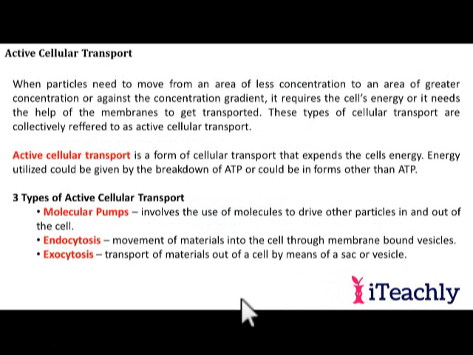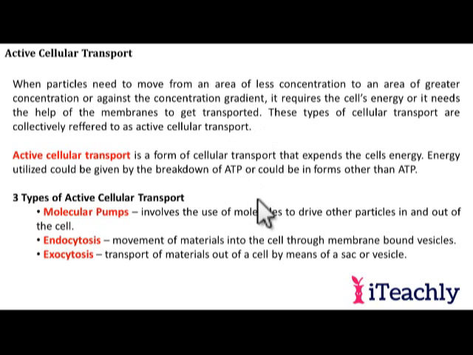You do need to copy most of this down. We've got a lot of important phrases here. Active cellular transport. So please write pretty much this whole slide down. Yes, the whole slide. Active cellular transport is when particles move from less concentration to greater concentration, or against the concentration gradient.